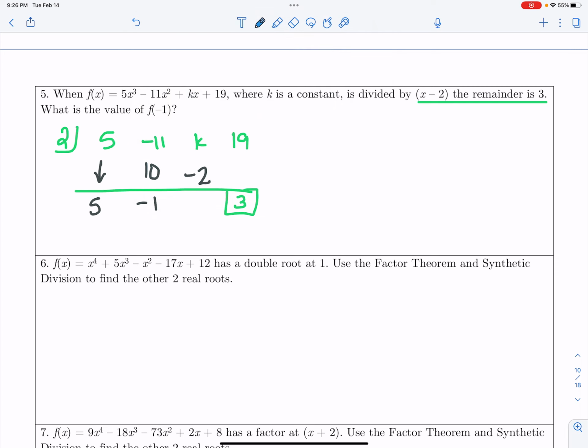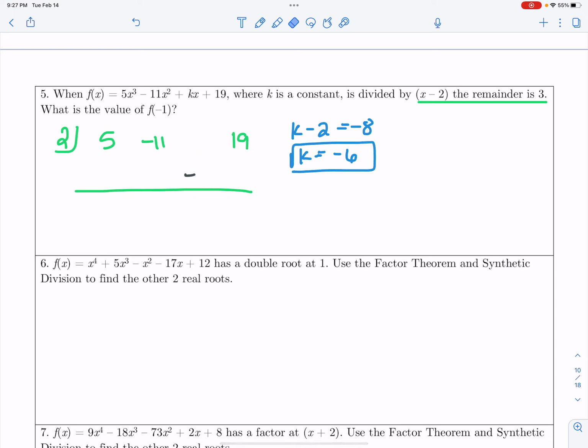Well, to get a 3, I need a negative 16. And then to get a negative 16, I need a negative 8. So now I need to think, k minus 2 is equal to negative 8. What is k? Well, it's negative 6. Yay. Given that k is negative 6, I want to find the remainder of, or not the remainder, I want to find f of negative 1. Well, to find f of negative 1, that's just me finding the remainder of this function that I just found, except instead of k, I'm using negative 6.